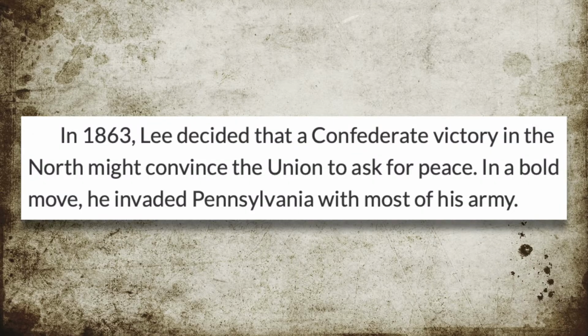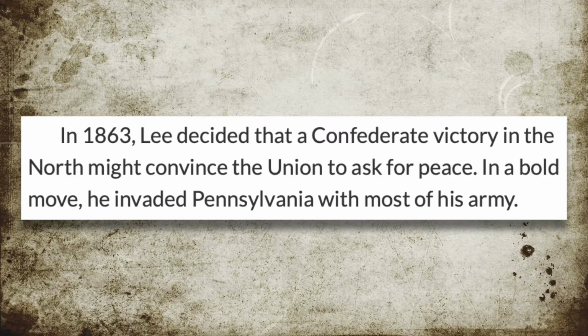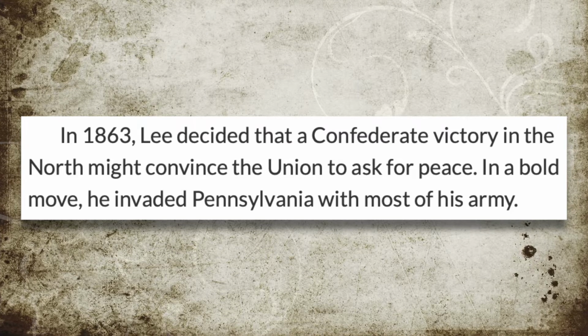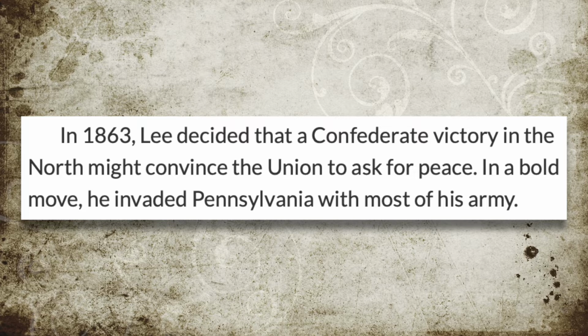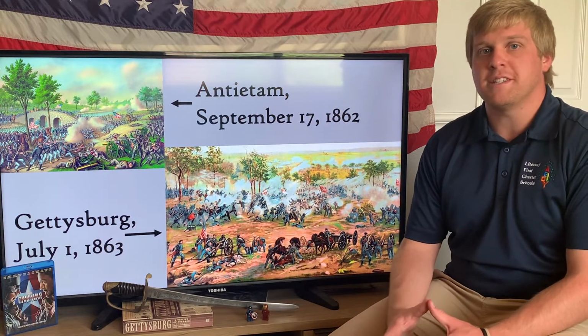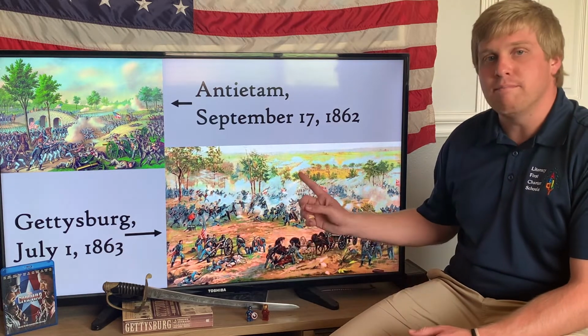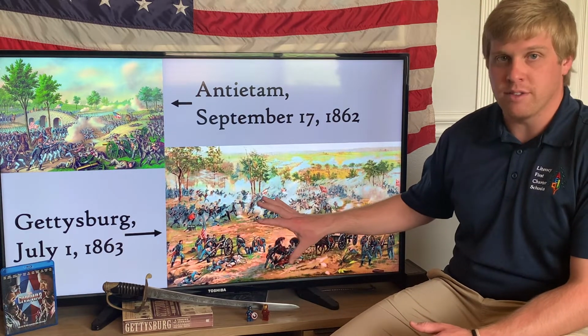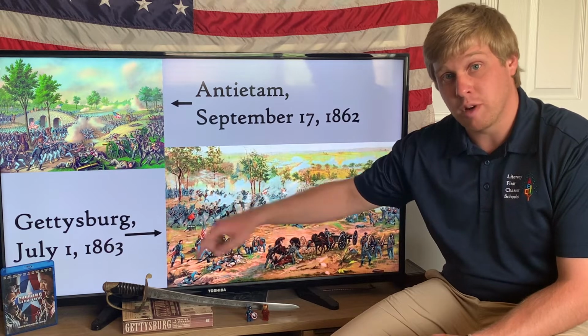In 1863, Lee decided that a Confederate victory in the North might convince the Union to ask for peace. In a bold move, he invaded Pennsylvania with most of his army. This bold move took place in the town of Gettysburg, one of the most iconic landscapes of the Civil War, and where I happened to get this cool replica sword.